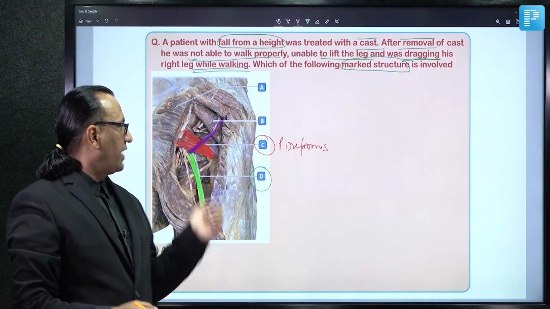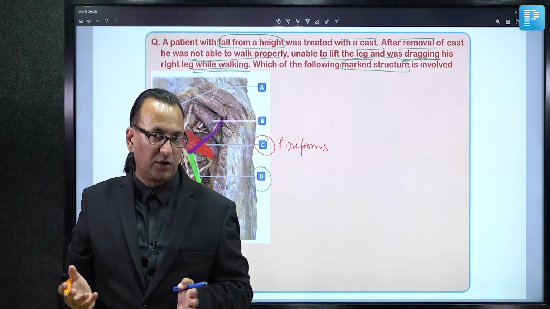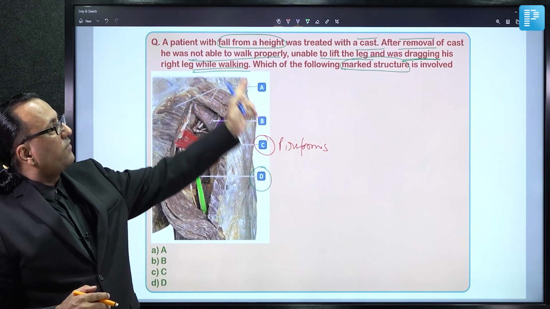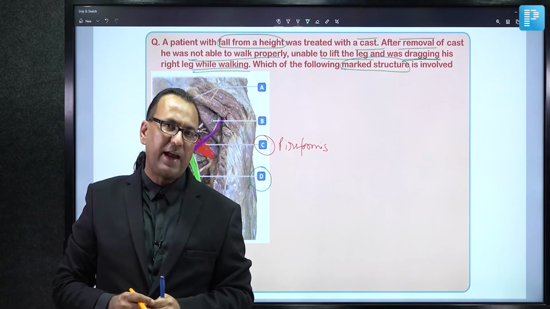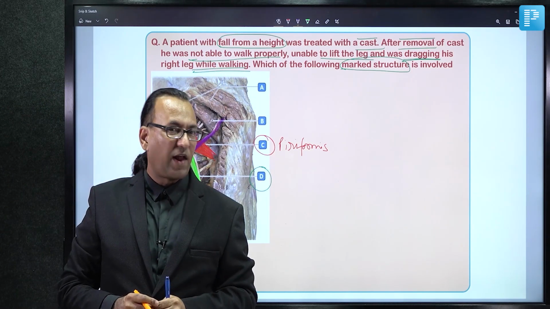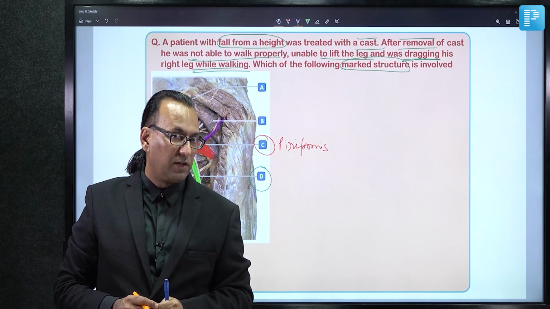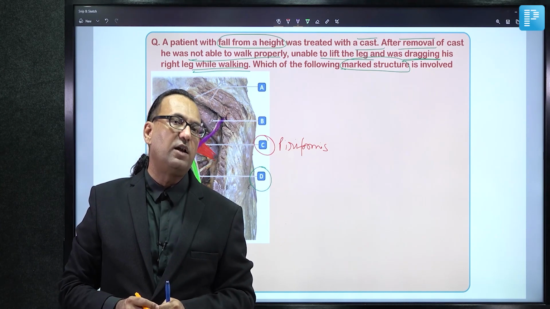But none of that is of any concern to us. Actually, this kind of history is suggestive of a patient having a positive Trendelenburg test, dragging the foot, and will subsequently start walking with a lurching gait.